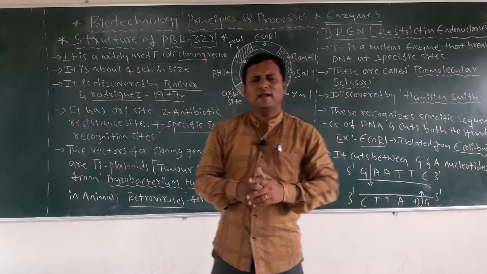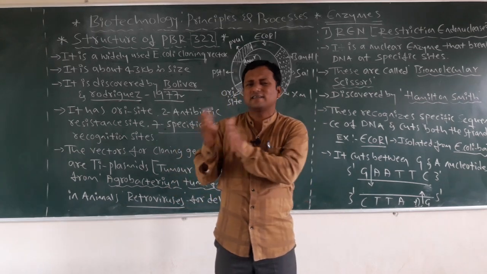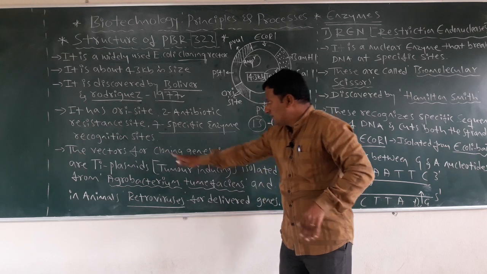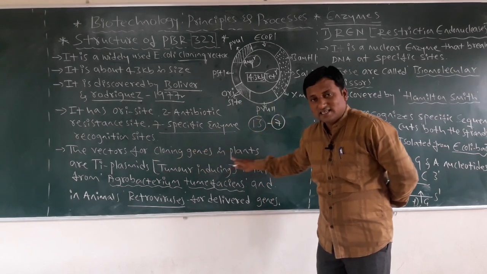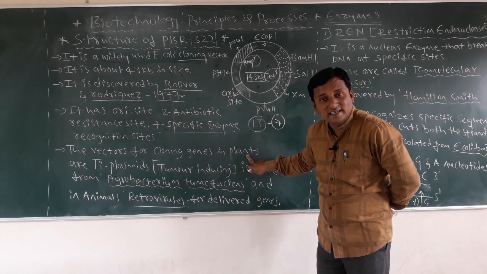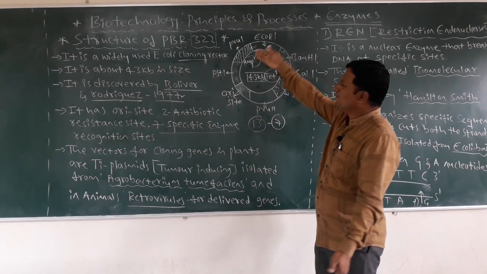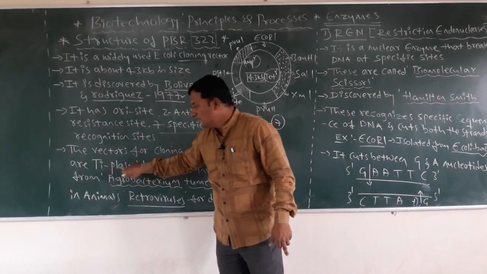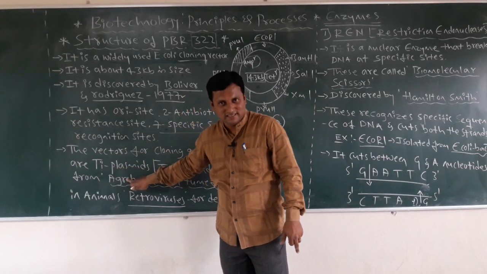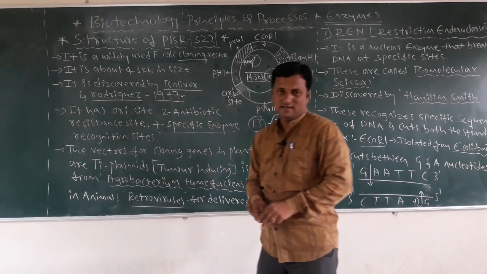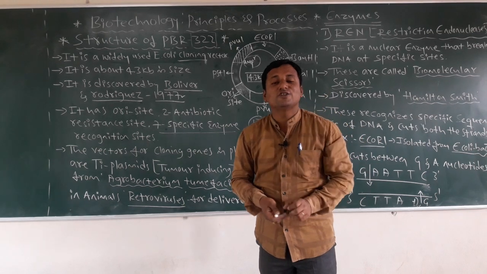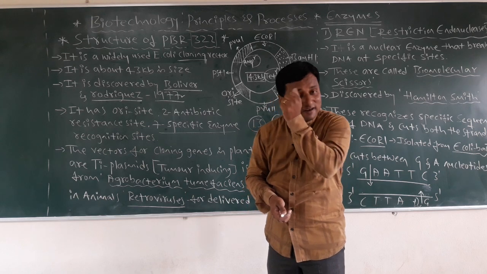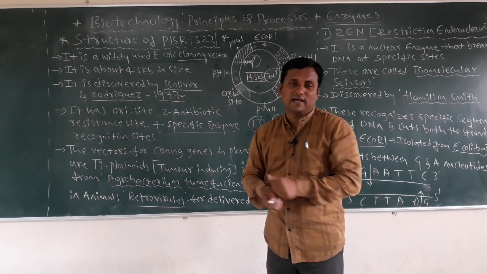Okay. Then, coming to plants and animals, there are some vectors we use. What are those? Just think about it. The vectors for cloning genes in plants, which are nothing but plasmids, are called TI plasmids. See, the word is here. In plants, we are going to use these vectors, and those vectors are called TI plasmids.